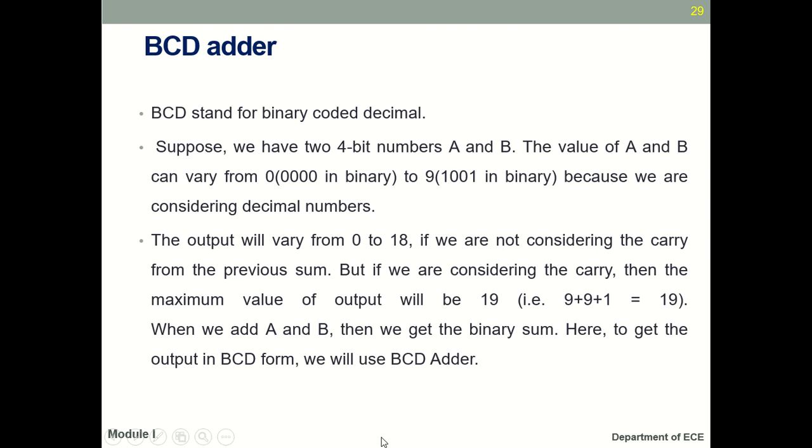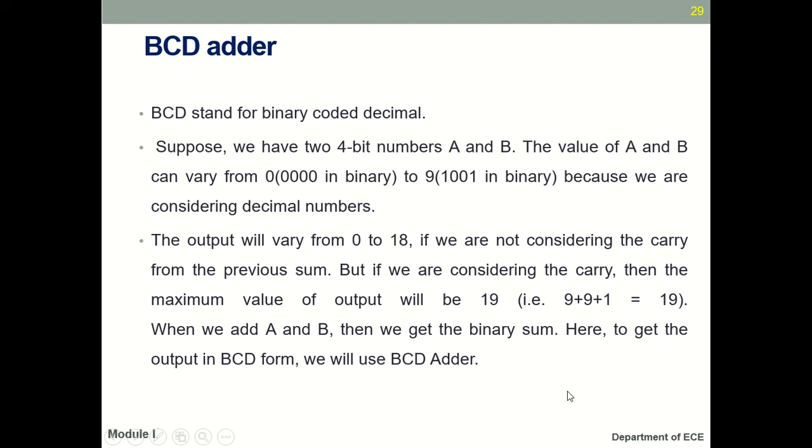This is the condition when we don't consider any carry from the previous sum. But if we consider a previous carry along with the sum in a single adder, since you have two inputs of 4 bits each, this will contribute 1001 and this will contribute 1001, and when a carry bit is added, 9 plus 9 plus 1 is equal to 19. But when you don't consider the carry, it will be 9 plus 9, which is equal to 18 alone. When we add A and B, we get the binary sum.